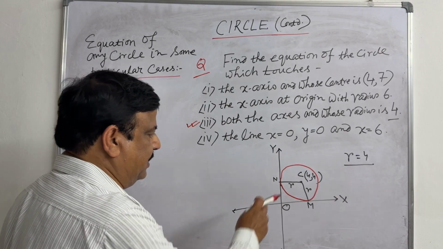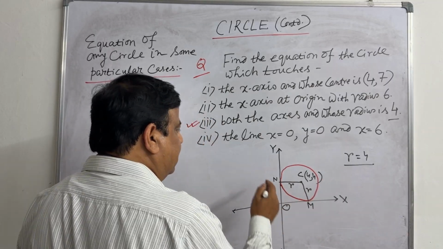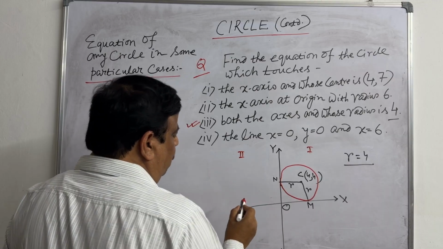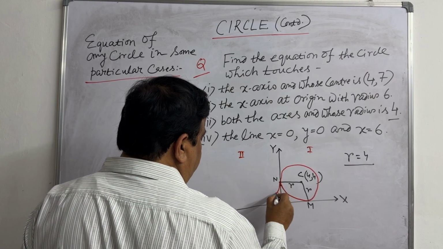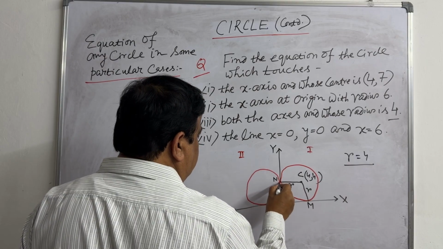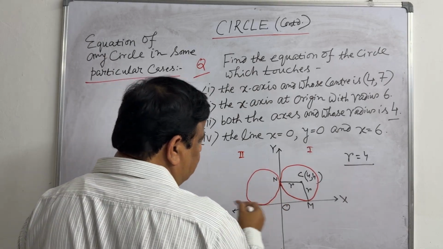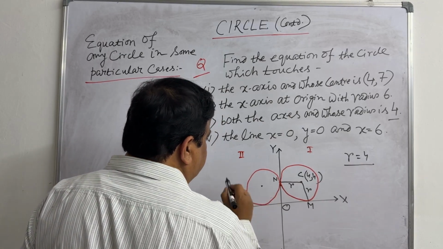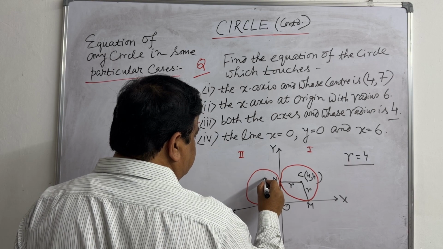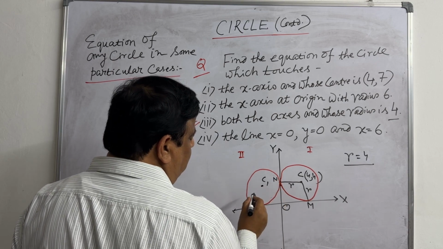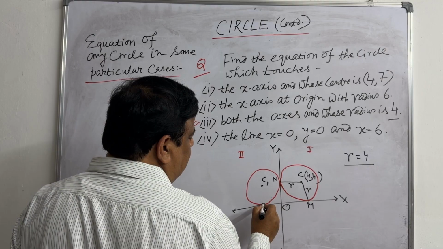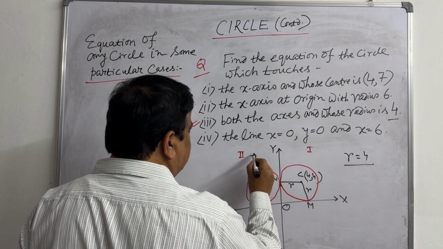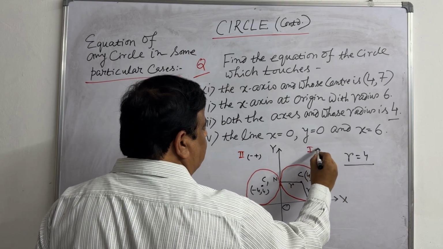Okay, this circle may belong to the second quadrant also. This is your first quadrant. This is your second quadrant. For second quadrant, the circle can be like this. Here also it touches the x-axis and y-axis. So if this is the center in the second quadrant, say C1, what will be the coordinate of the center here? That will be -4 and 4. This is a minus plus quadrant. This is your plus plus quadrant.